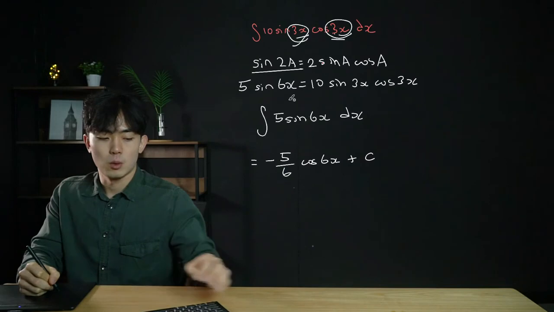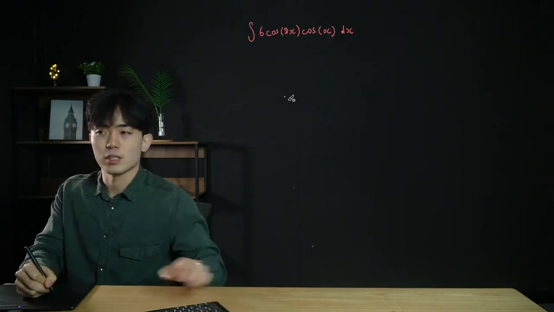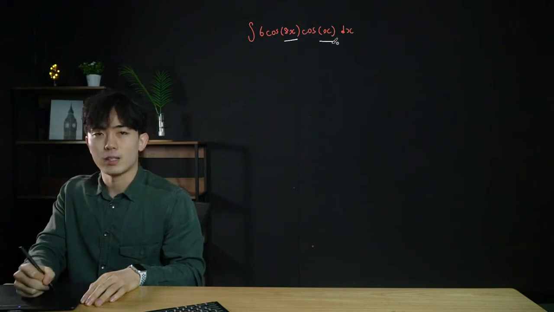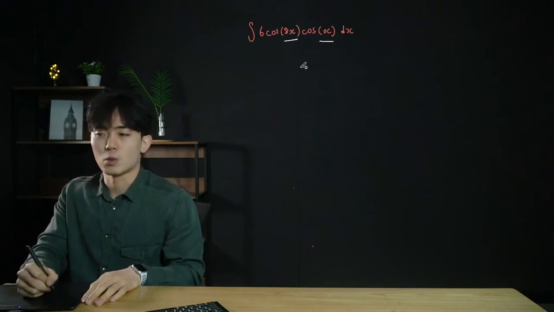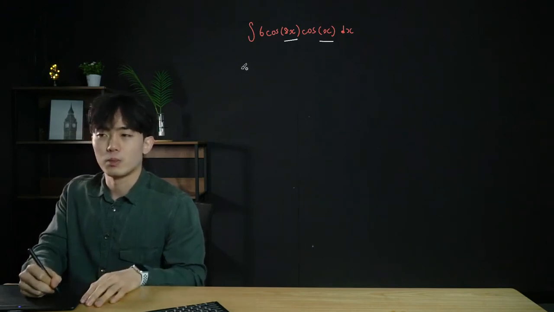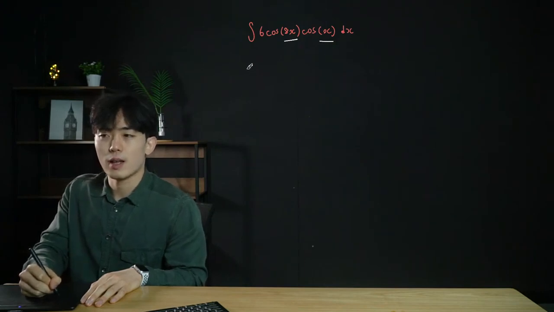Okay, what about when the angles are not the same? For example, in this equation you can see it's 8x and we've got an x here. In this example, we can't really use the sine 2a equation, but we can use a compound angle formula. What I mean by compound angle formula, which you might know as the addition formula, is for cos a plus b.